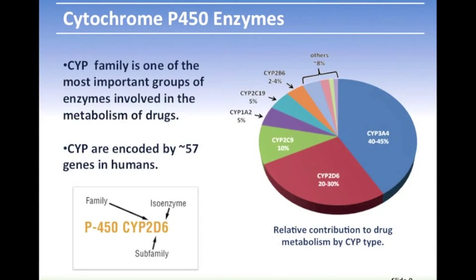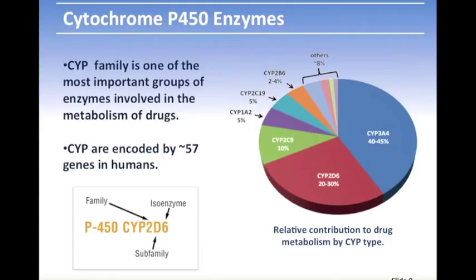The Cytochrome P450, or CYP, group of enzymes is a key player in the metabolism of drugs. The CYP superfamily is one of the most important groups of enzymes involved in the oxidation of therapeutic drugs, xenobiotics, and endogenous compounds. Although CYPs are expressed in many tissues, most of the CYP-dependent drug metabolism takes place in the liver. The CYP enzymes in humans are encoded by approximately 57 genes.